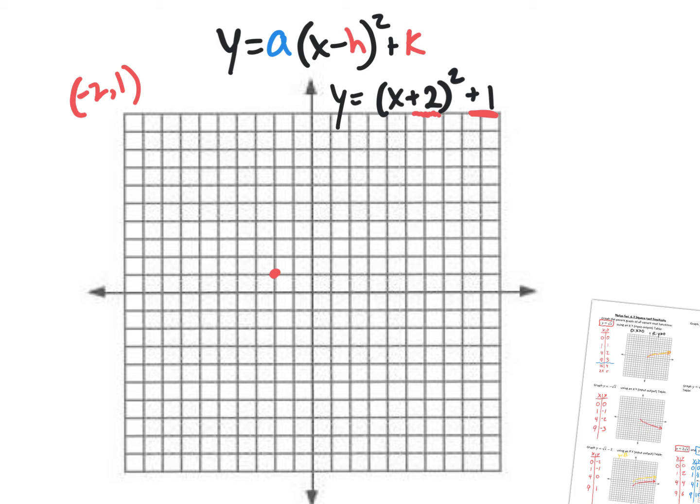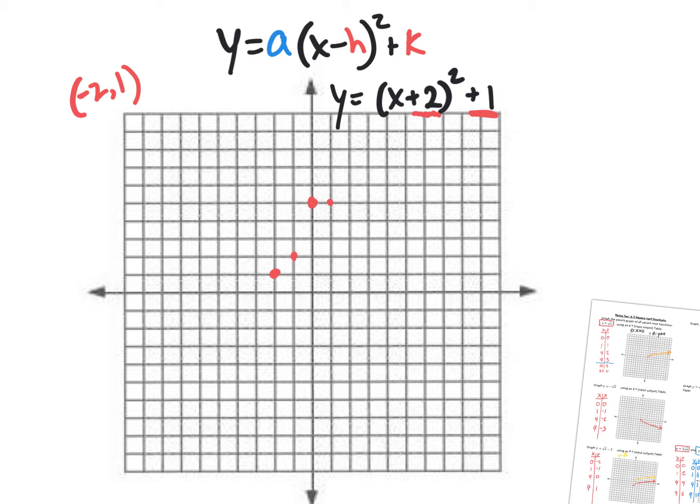I mean, we could have used an input-output table and plugged in numbers for x, pulled out numbers for y. But what do we memorize to help us graph parabolas? 1, 1, 2, 4, 3, 9. The pattern 1, 1, 2, 4, 3, 9. So from this vertex, we would go 1 over, 1 up. And we put a dot right there. Then we go back to the vertex, go 2 over, 1, 2, 3, 4 up. And you put a dot right there.